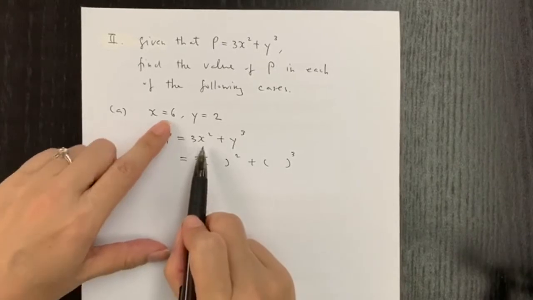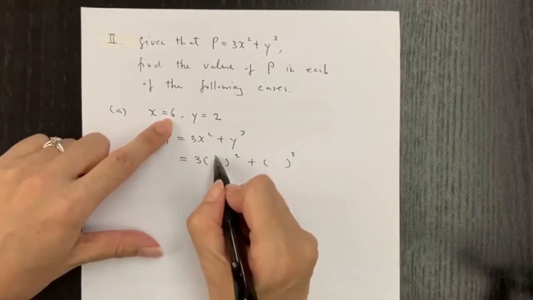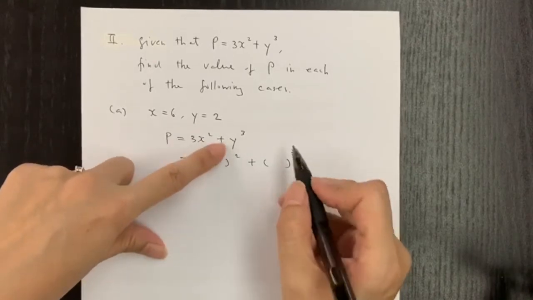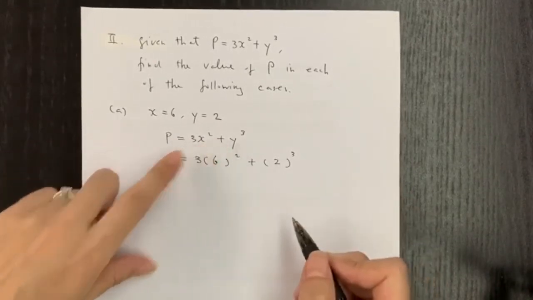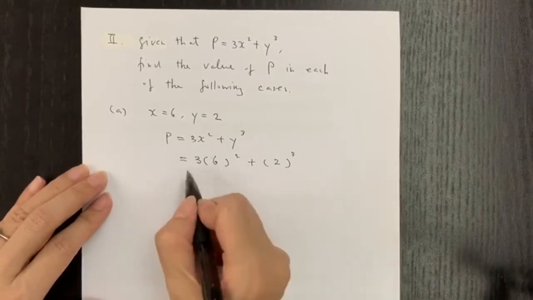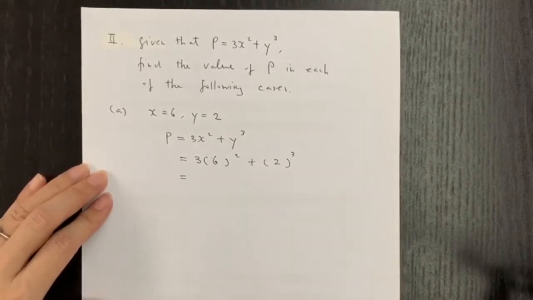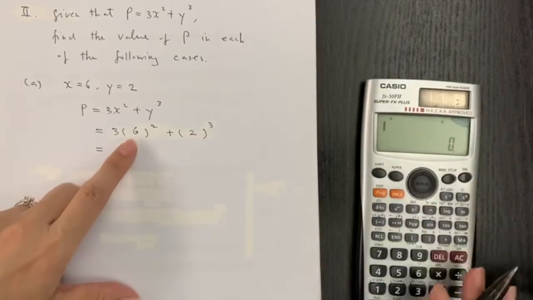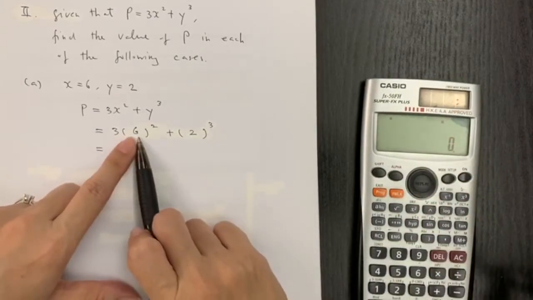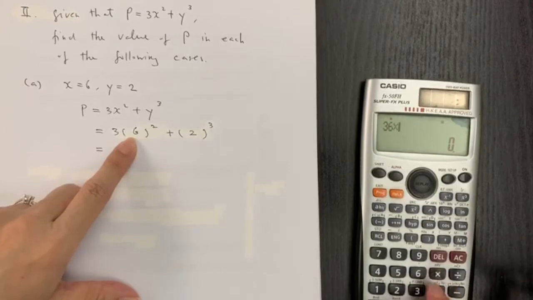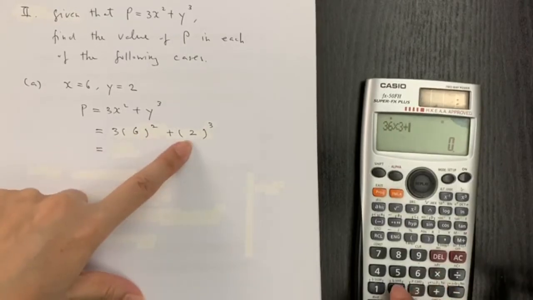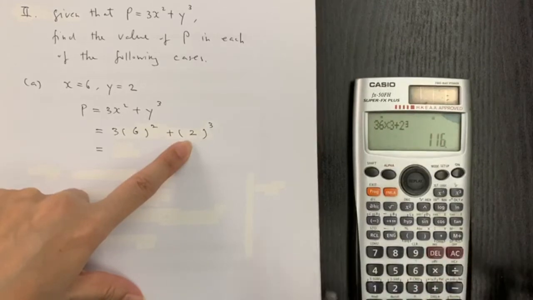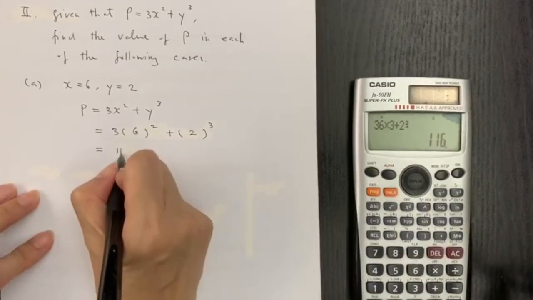Now, for x, x is 6. So I put 6 here, replacing x. And then this is y, so I put 2 because y is equal to 2. All right, so use brackets for substitution. All right, so I'll use a calculator to work out the value of p. So that would be 6 squared is 36 times 3, and then plus 2 to the power 3. The button is here, to the power 3, and then I get my answer, which is 116.